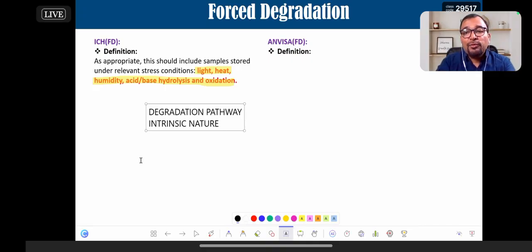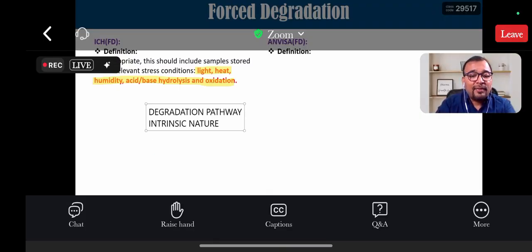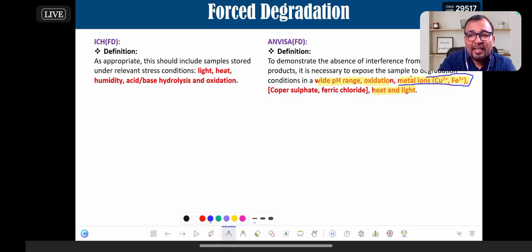Now, when it comes to the ANVISA Brazil guideline, there is a little difference, and you will see the difference over here. So it says the wide pH range, oxidation, and plus there is going to be an oxidation by metal ions like copper 2 plus and ferric 3 plus. Heat and light is also there. So this is the additional condition which is recommended by ANVISA, metal ion oxidation, which is not generally required by ICH and the three different regions like US, Europe, and Japan. So please take a note of this very important point. Additional oxidation from the metal ions like copper 2 plus and ferric 3 plus.